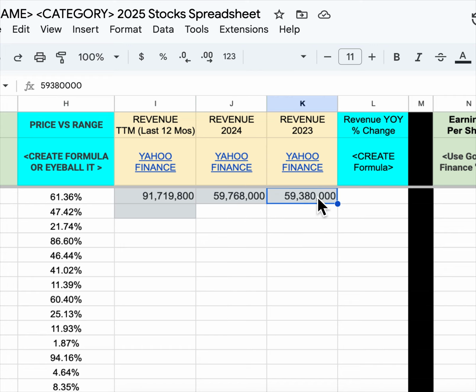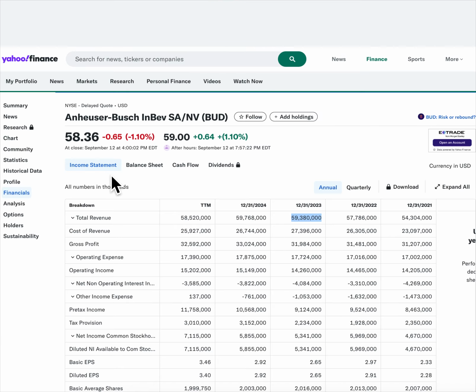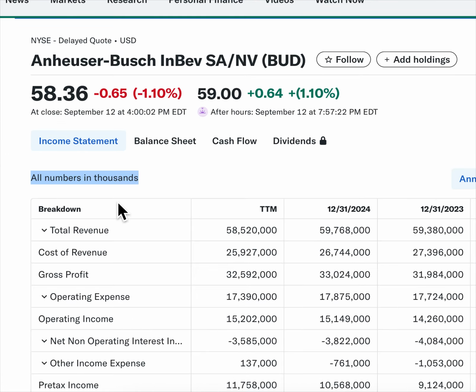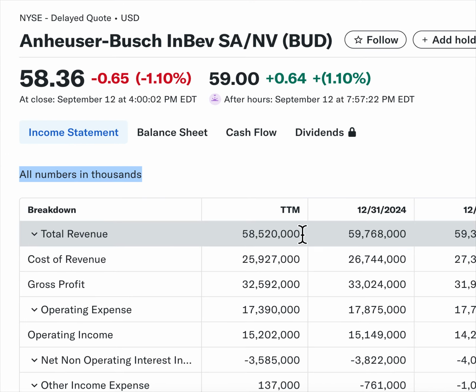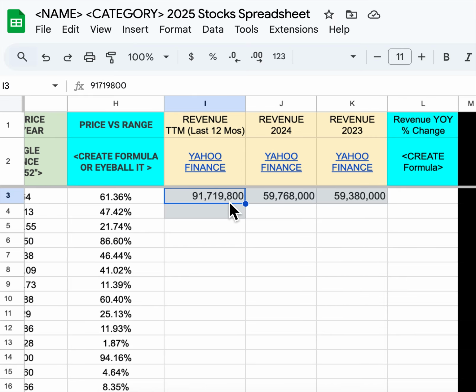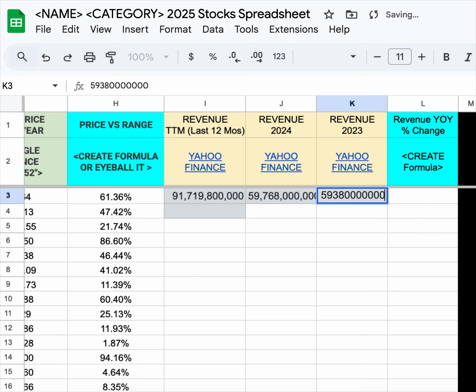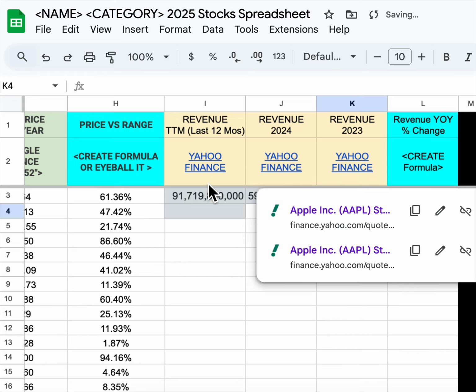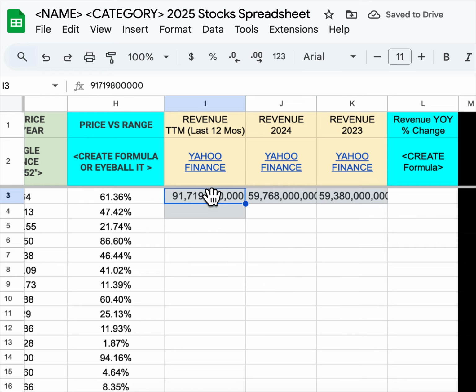You see, 2023 they had about 59. This is actually not million, this is in billion. If you look here, it says all these numbers are actually in thousands, so you have to add like 3 extra zeros to all of these numbers here. So this is in thousands. Basically, if you wanted to write the actual number, they just do it because these companies are so big that the numbers are like astronomical. Okay. So anyways, it's about 91 billion now for the last 12 months.